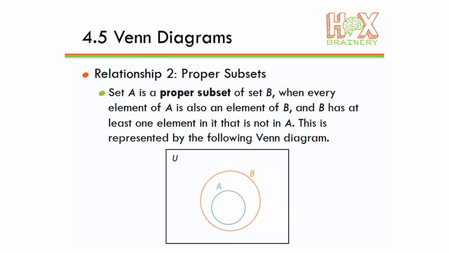Relationship 2, proper subsets. Set A is a proper subset of set B, and this is how we'll denote that. Every element of A is also an element of B, so from the diagram we can see that set A is completely inside of set B, and B has at least one element in it that is not in A. The space between the two circles represents the elements that are in set B but not in set A. This is how it would be represented in a Venn diagram.